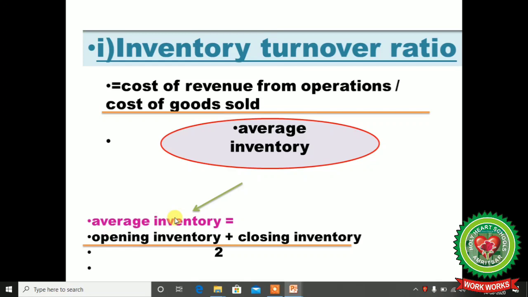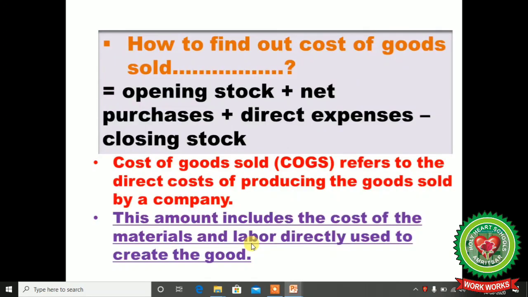How to find out the average inventory? Here the word average is used. How many components are available? Opening inventory and closing inventory, like the inventory on 1st April and the inventory on 31st March. Add up both, divide by 2, that is your average inventory. So how to find out the cost of goods sold?